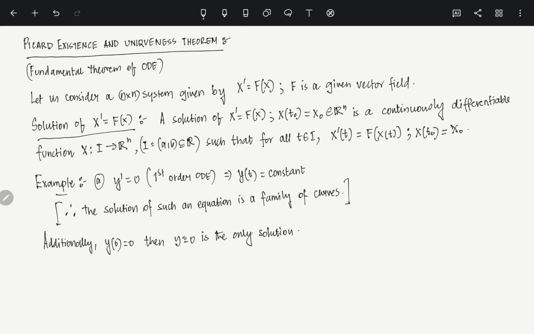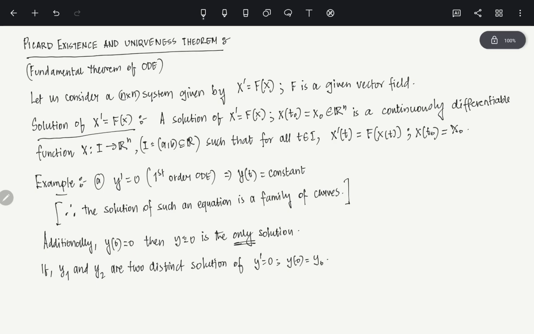Now the question is this. I am saying it is the only solution. How do you know this is the only solution? That is another question. Let's just quickly see what we can say. This is how we generally try to prove this. If y1 and y2 are two distinct solutions of this equation, y prime equals 0, y at the point 0 equals y naught, where y naught is in R, it can be 0, doesn't matter. Okay, so let's see what happens.